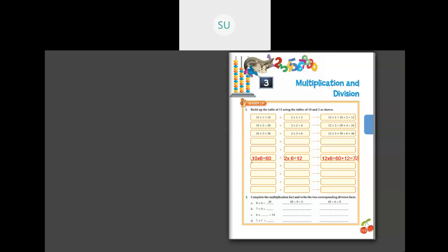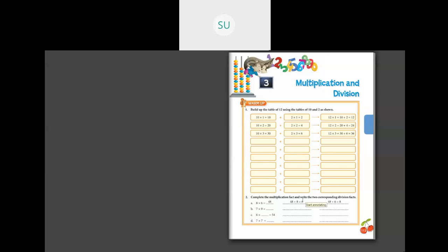It is 72. Okay, same way you have to go on building this 12 table. So 10 into 7, then 2 into 7, then add those two products. Okay, you'll get the rest of the table. Alright, so complete the rest of the table for your homework. Now let's do the questions further which are there.